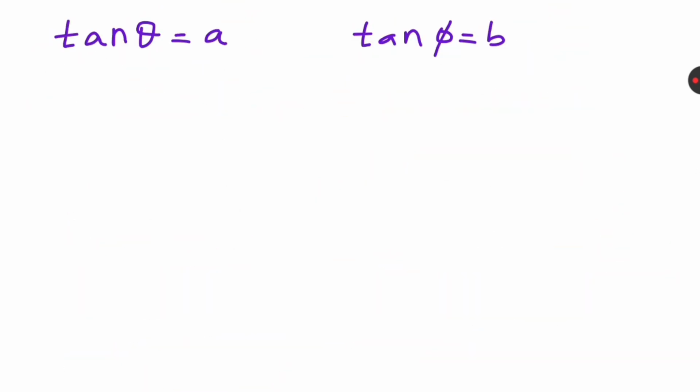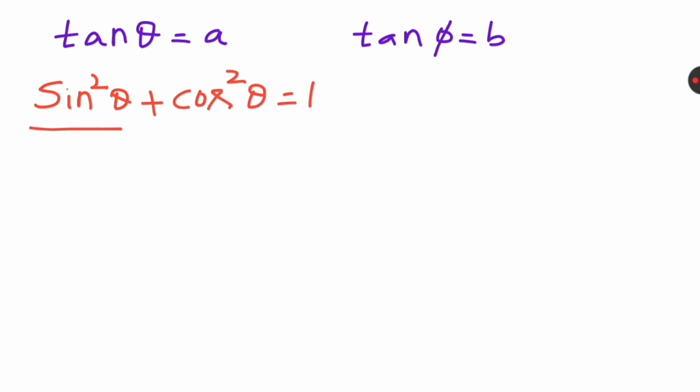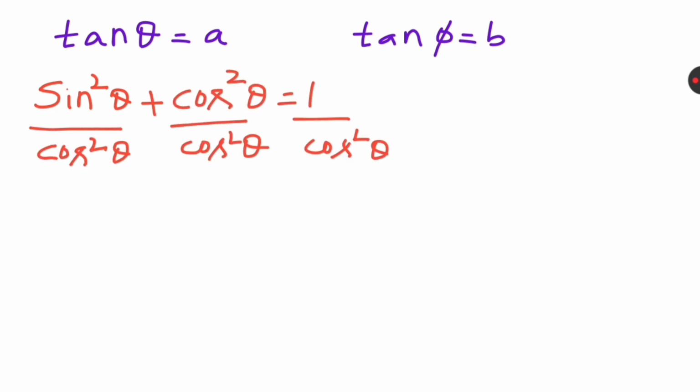Now our goal is to find sin theta, cos theta, sin pi, cos pi, isn't it? Let's use one more popular identity, which is sin square theta plus cos square theta equals 1. If we divide both sides by cos square theta, the cos square cancels, and we are left with only 1 here. Sin square theta over cos square theta is nothing but tan square theta.